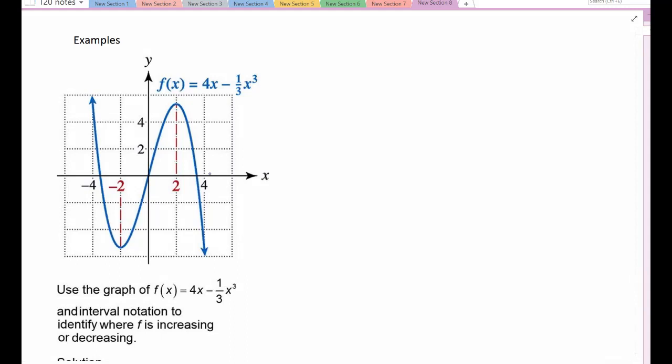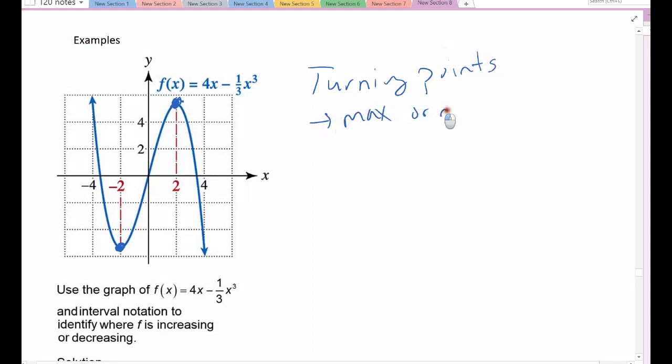Looking at my graph, the biggest points are where it changes. These are what we call turning points, meaning it's turning direction. And these occur at the maximum or minimum points, which again we can use the calculator to find. So in this one, we have a max here at x equals negative 2, and we have a min at x equals 2.